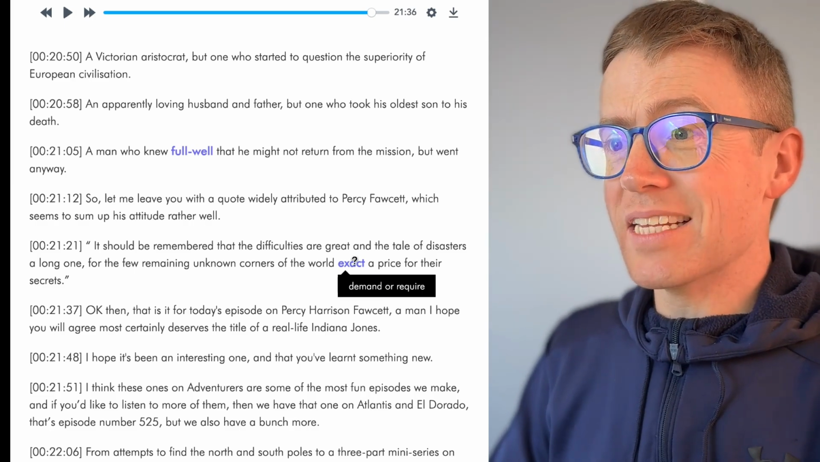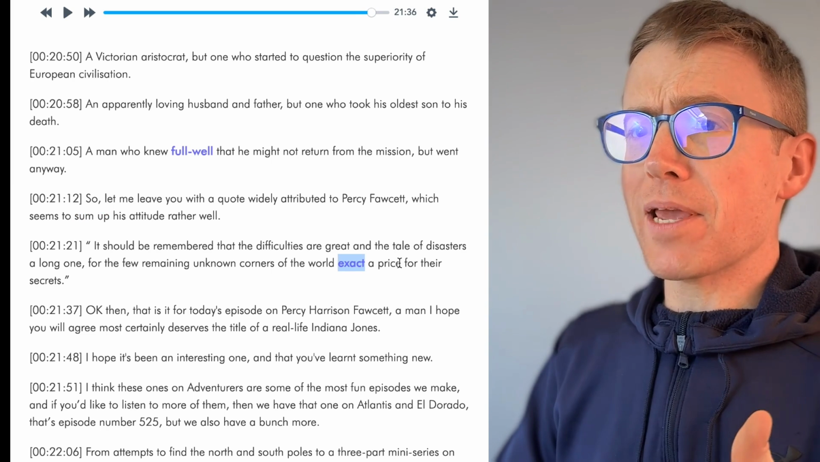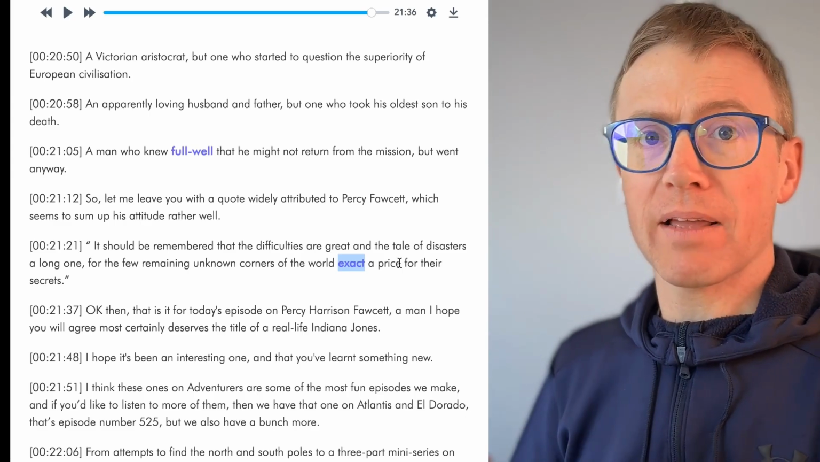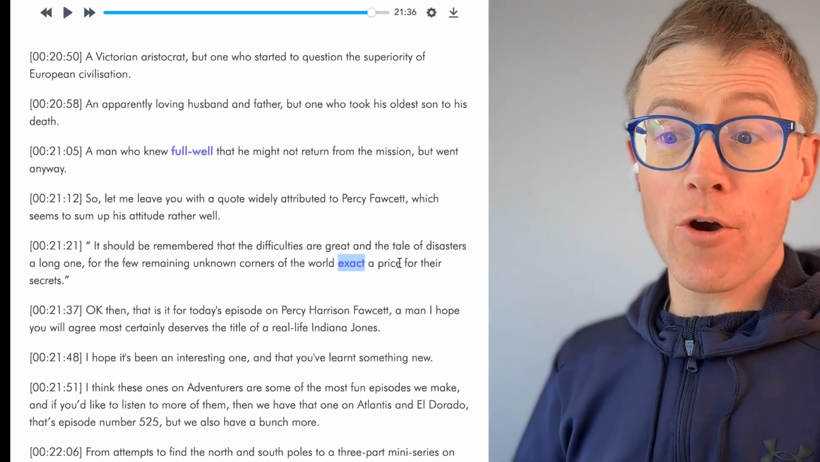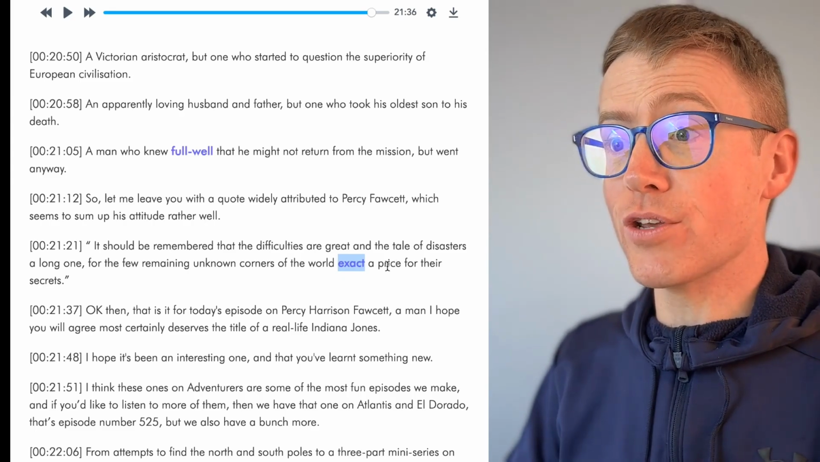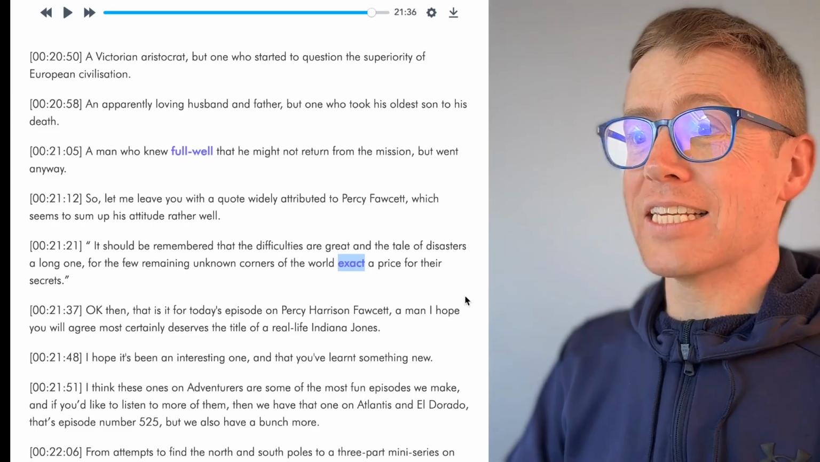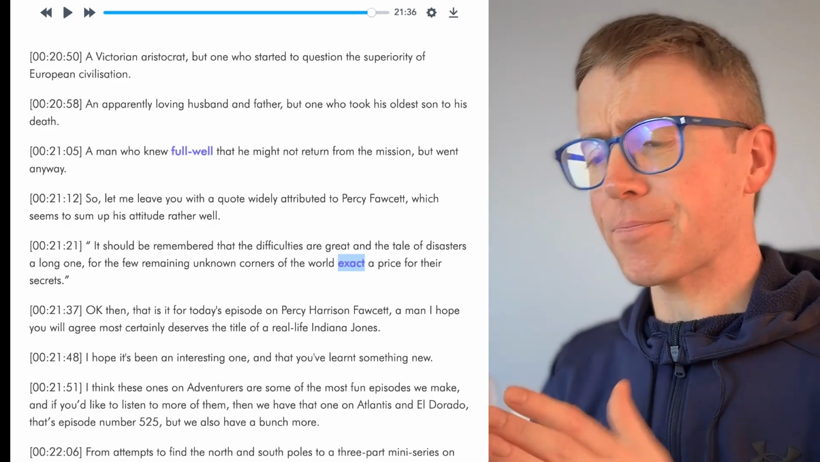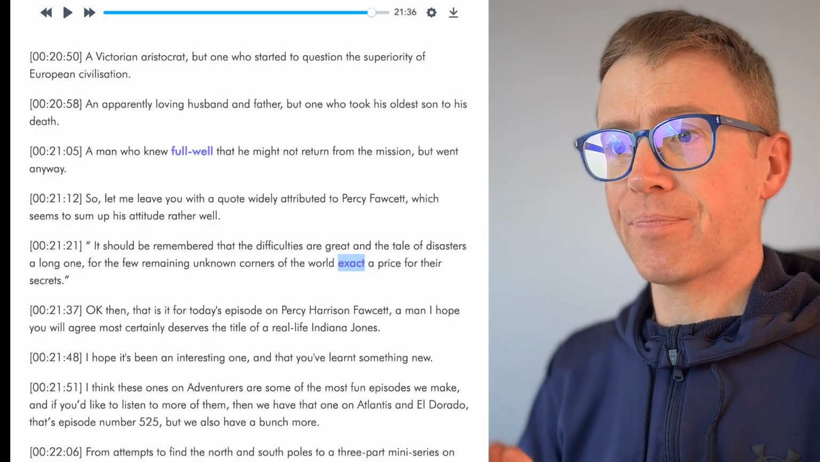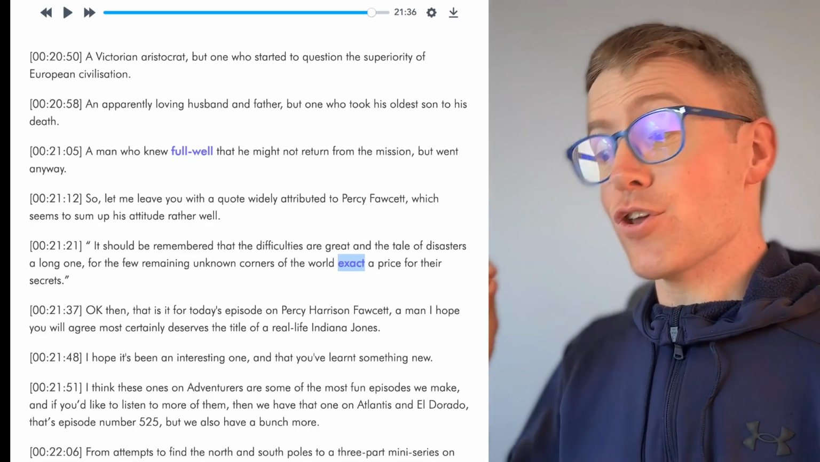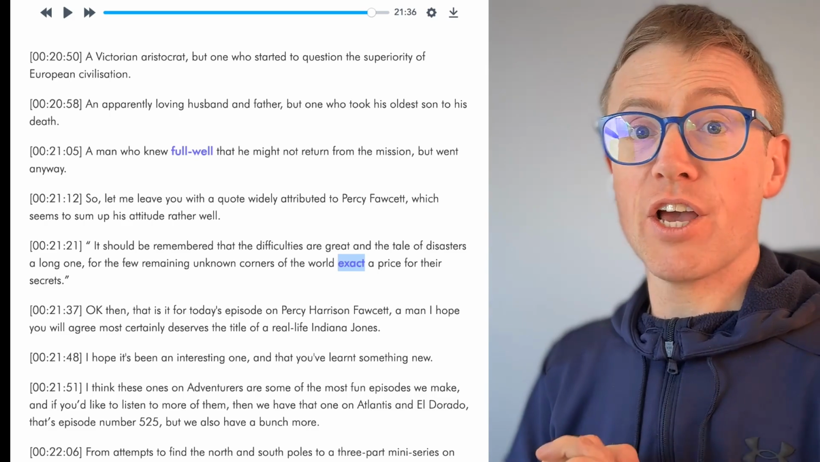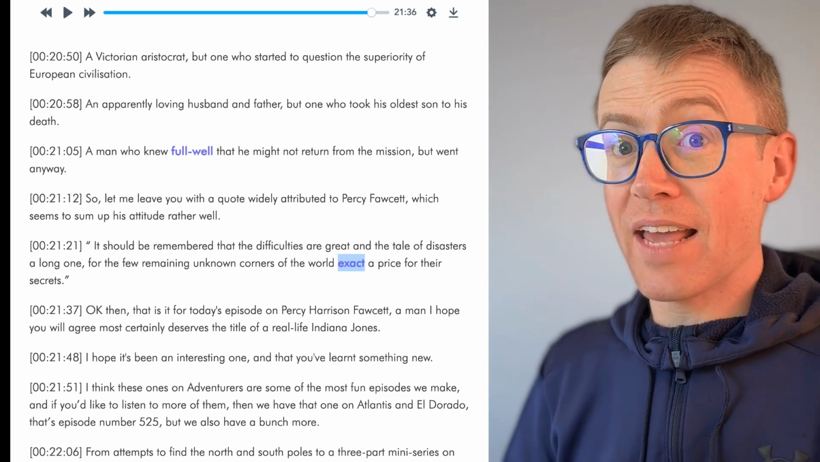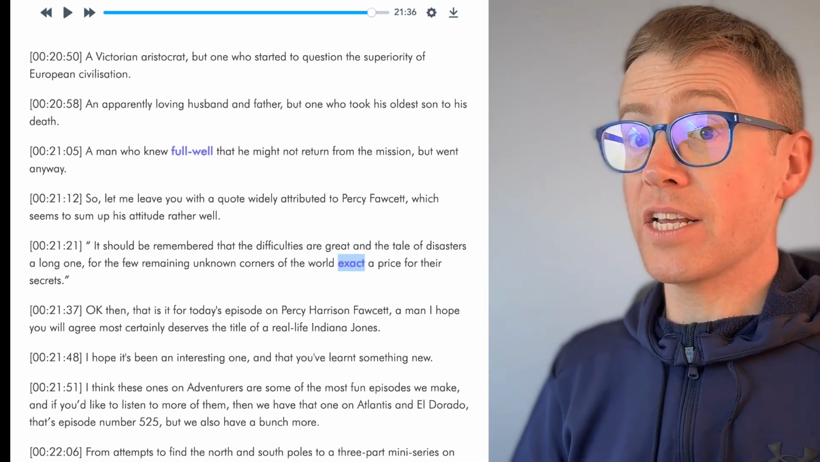Okay, last one is exact. So you probably know exact as an adjective, meaning precise or accurate, like the exact time I need to go is 3 o'clock. But you can also use exact as a verb, and it means to demand or require, often as a price or punishment for something. So here he's saying that if you want to explore these unexplored corners of the world, then you need to pay a heavy price for that. And of course, in the case of Percy Fawcett, the price he paid was his life.